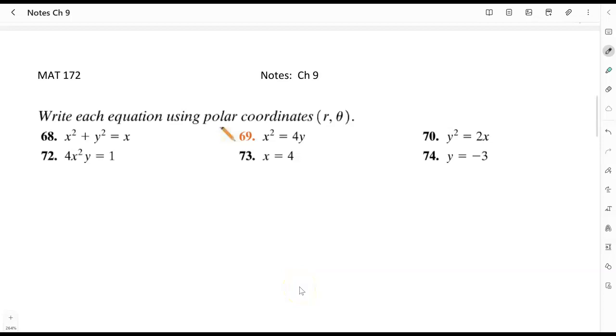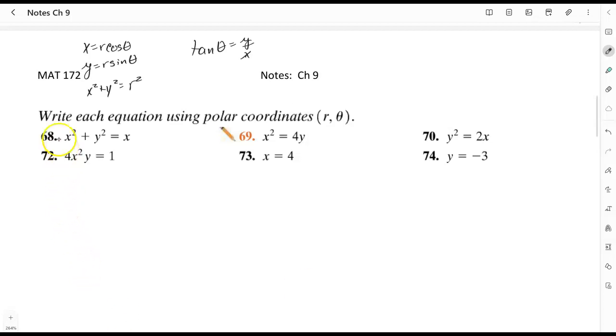We can do the same kind of thing when we have a rectangular equation and we can convert it to polar. So let's write down our substitutions. X equals r cosine of theta. Y equals r sine of theta. We know x squared plus y squared is equal to r squared. And then we had tangent of theta equals y over x. So those are the substitutions we're allowed to make.